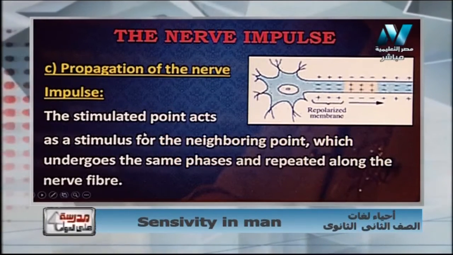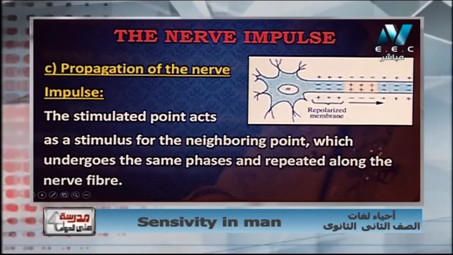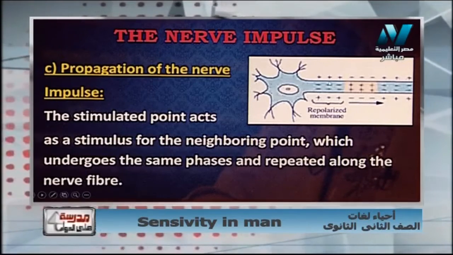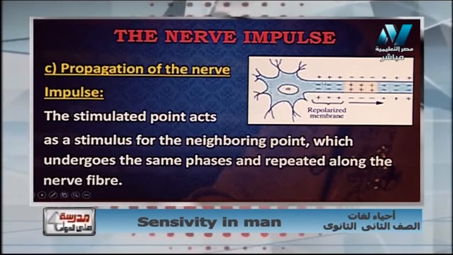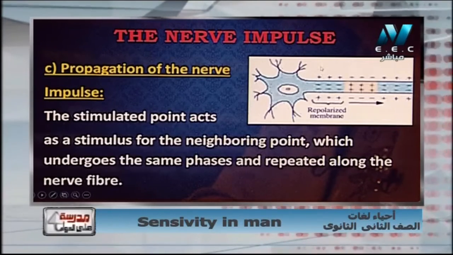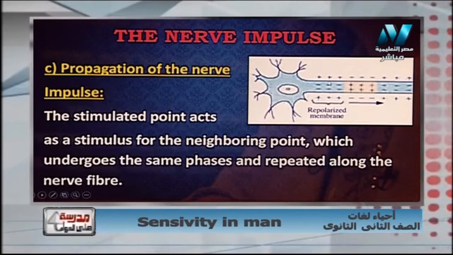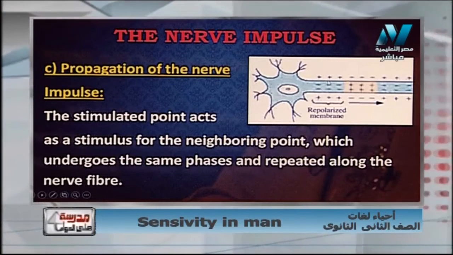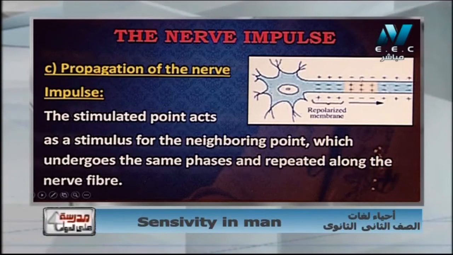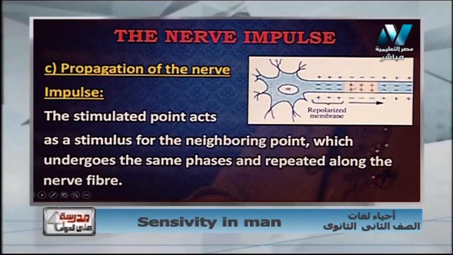The propagation of the nerve impulse, which is the third step. We said that the membrane at the point of stimulation is disturbed, and it loses its selective permeability. It becomes permeable to ions from inside and outside, and this disturbance is considered as a stimulus for the neighboring point. And you can notice in this picture that the disturbance is transmitted to the neighboring point.